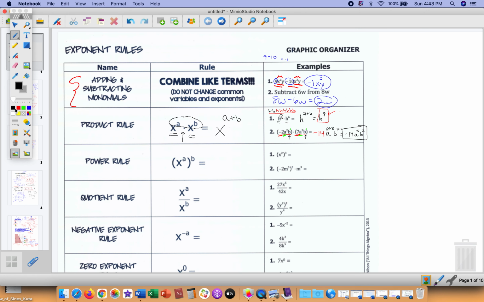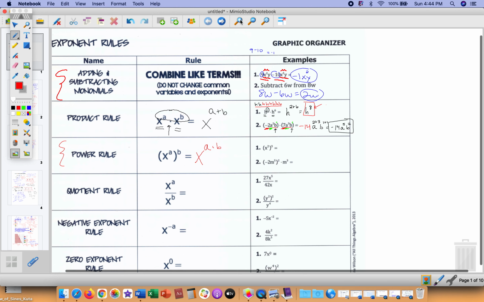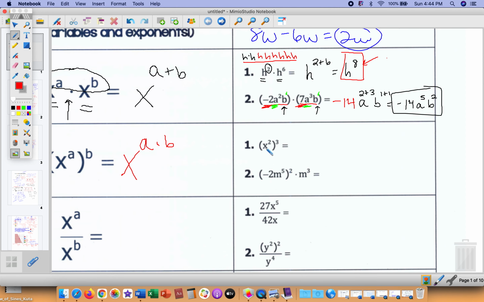Zoom out for a sec. So now let's look at the power rule. If you have x to the a raised to the b power, you multiply a times b. So you'd have x raised to the ab. If we zoom in here, we would have x to the second times 3. So that's x to the 6th.